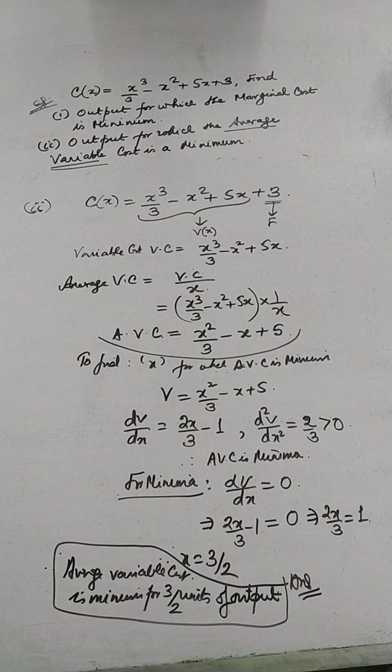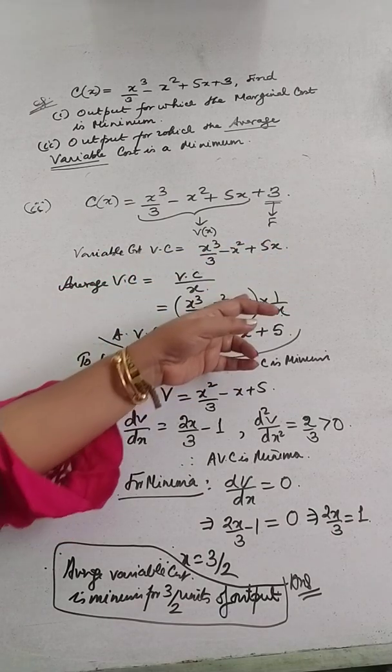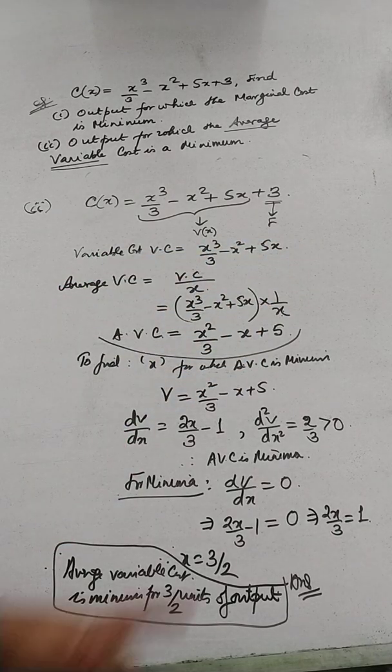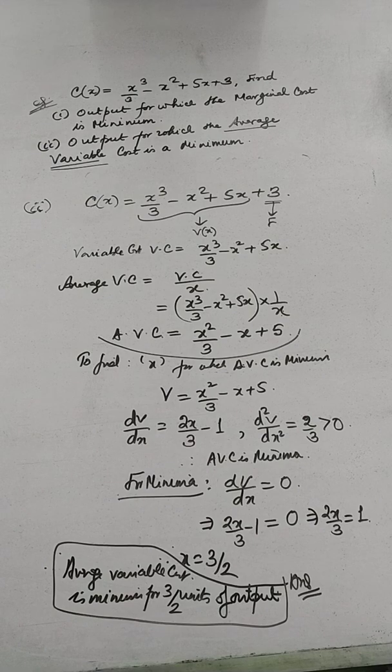If it had been average cost, then it would be C(x) by x, the whole thing by x. 3 would be included over here, right? And there would be one extra term, 3 by x, and then the derivative. Okay, so this is how we calculate and find out the desired values that they are asking in the question.